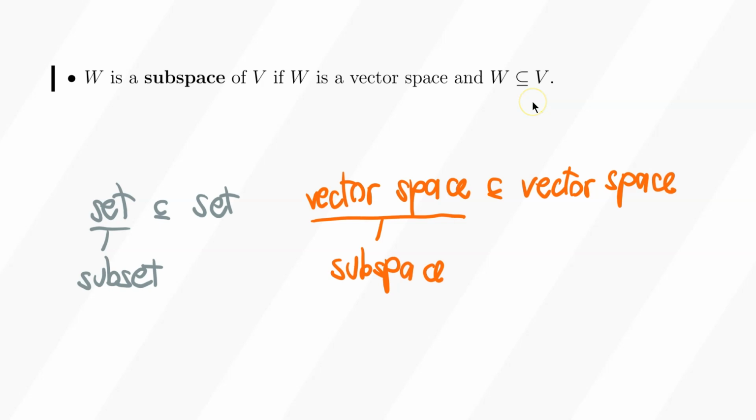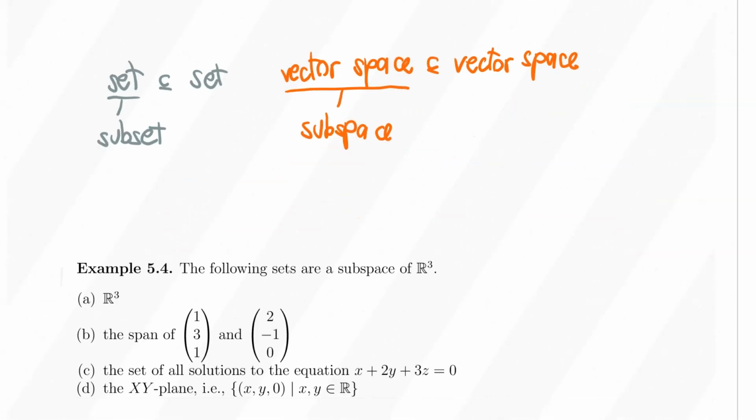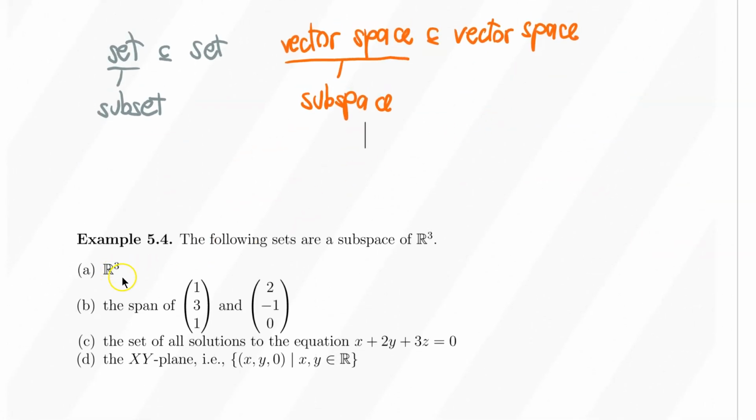For example, if we have R cubed, well, this R cubed itself is a vector space and it is a subset of R cubed because every set is a subset of itself. So we can say that R cubed is a subspace of R cubed.